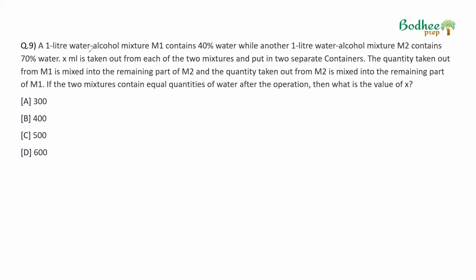1 liter water alcohol mixture M1 has water and alcohol. Water is 40%, so 40 is to 60. Another 1 liter water alcohol mixture M2 has 70% water, so 70 is to 30. X ml is taken from the two mixtures and put in two separate containers.